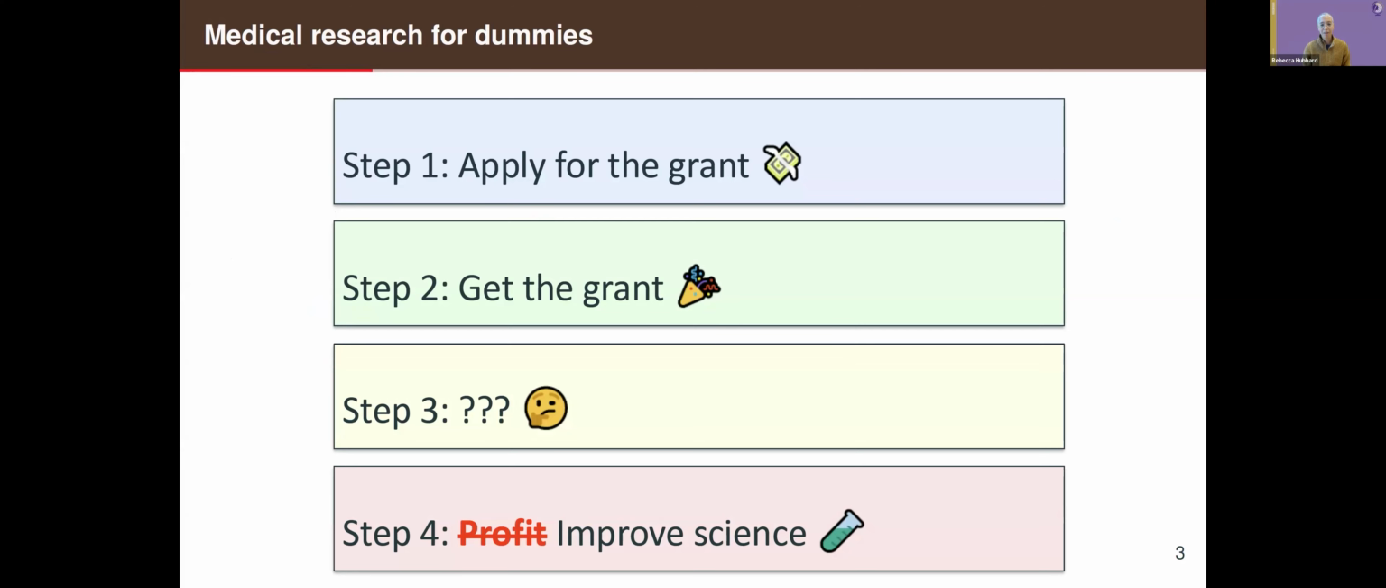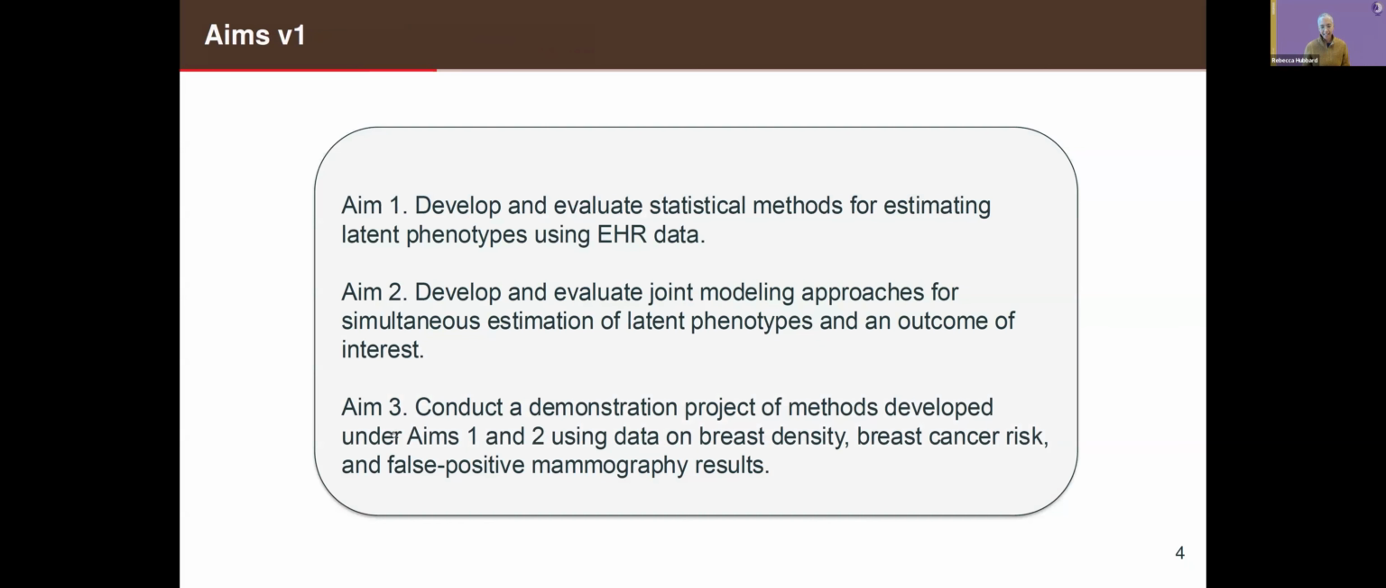So what we'll do is we'll apply for a grant. We'll get that grant. Then we'll do something, some kind of science. So step 3 here is a bunch of smart people getting together and sciencing. And then at the end of the day, science will be better and breast cancer outcomes will be improved and everything will be wonderful. Of course, that's not actually how science works.